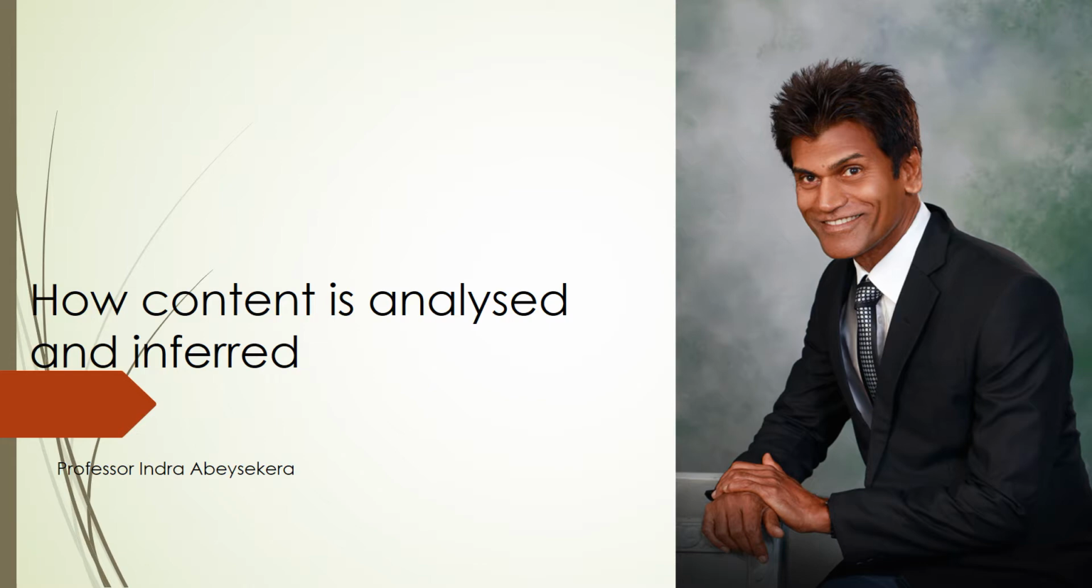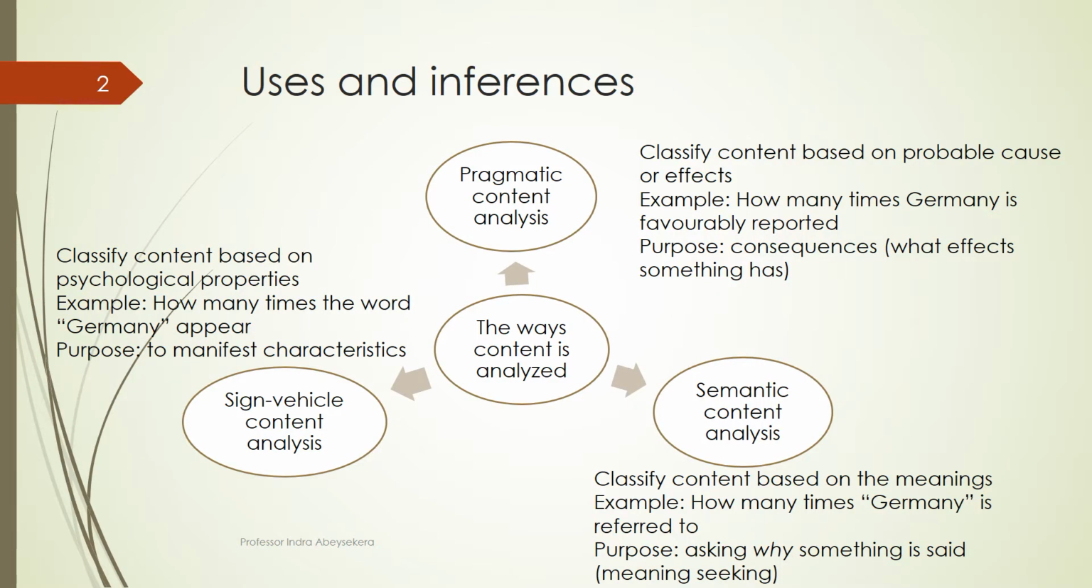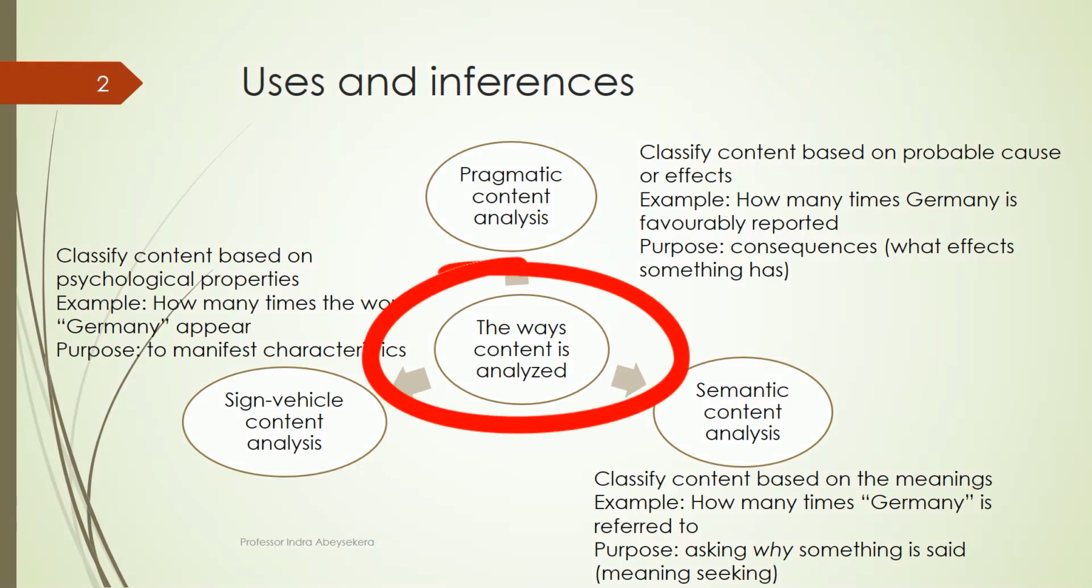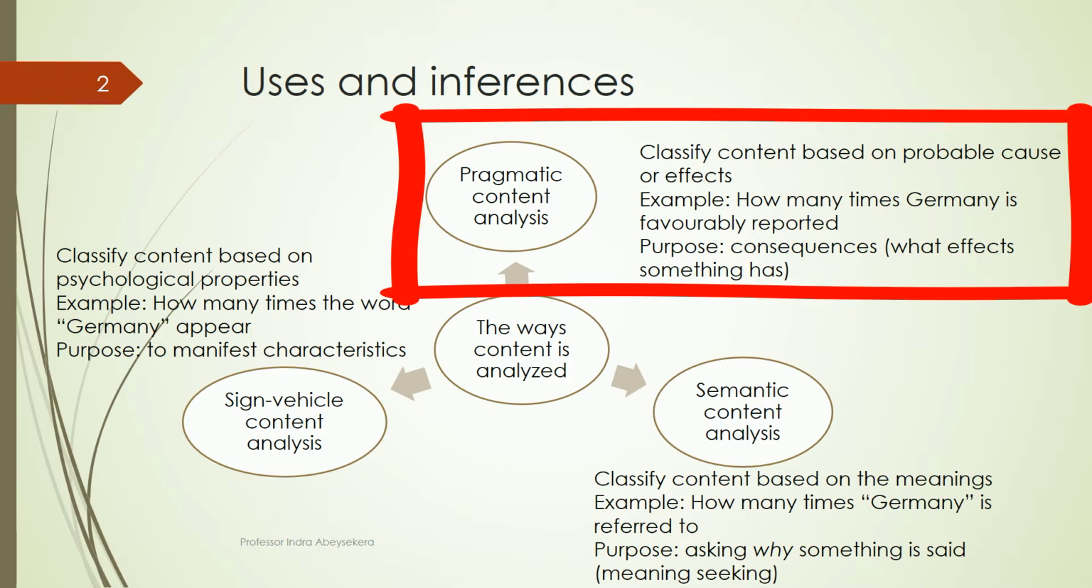In this segment, let's look at how content is analyzed and inferred. There are three major ways of analyzing content. The first is pragmatic content analysis. Here the content is analyzed based on the probable cause or effects or the consequences.